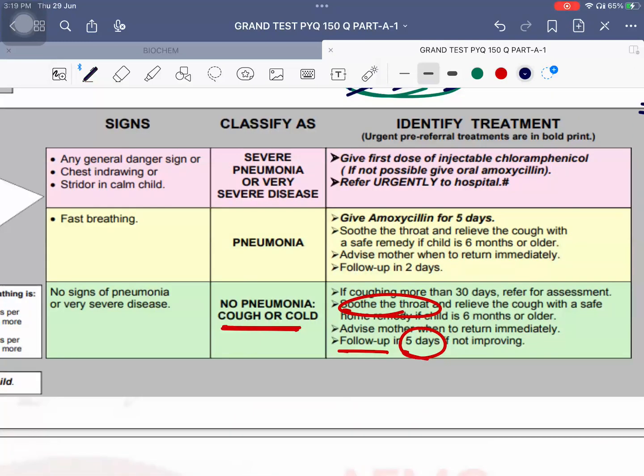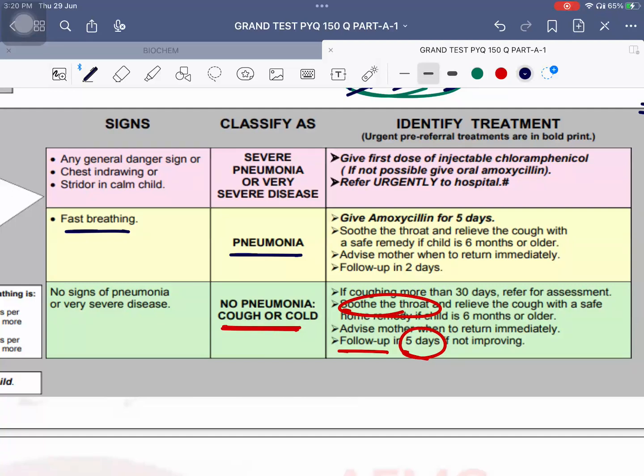Next is the yellow category. That is the category of pneumonia. We categorize the child into yellow category if the child is having fast breathing. Okay, tell me quickly now. If the child is from 0 to 2 months, when will we call it fast breathing or tachypnea? Respiratory rate more than 60 breaths per minute. From 2 months to 1 year, more than 50 breaths per minute. And 1 year till 5 years, more than 40 breaths per minute.